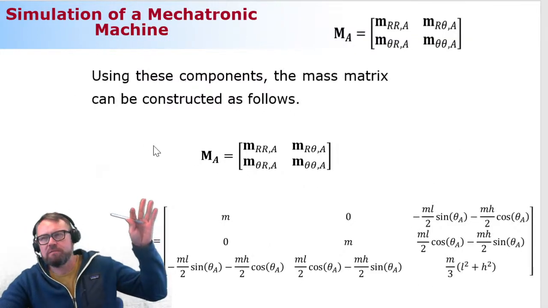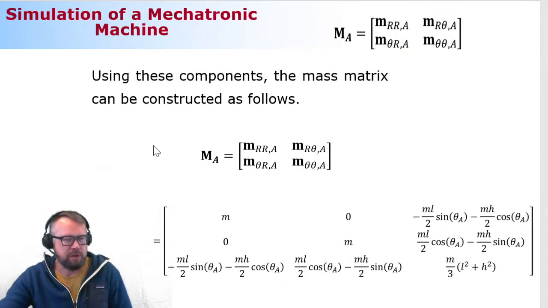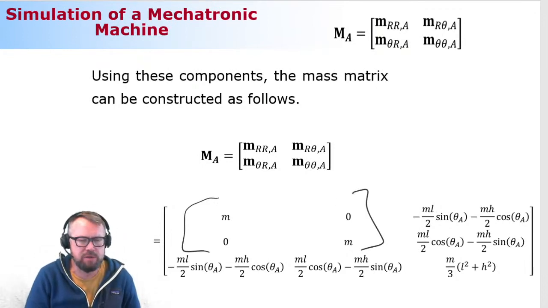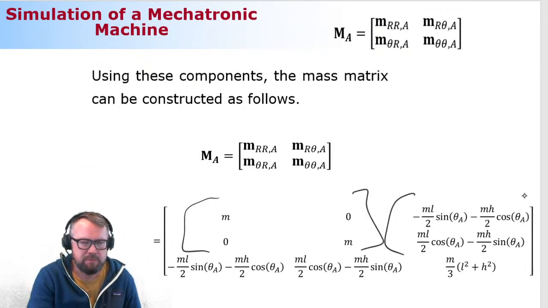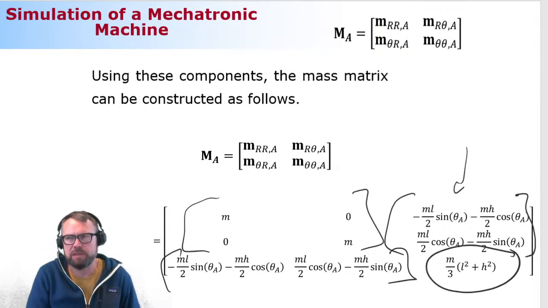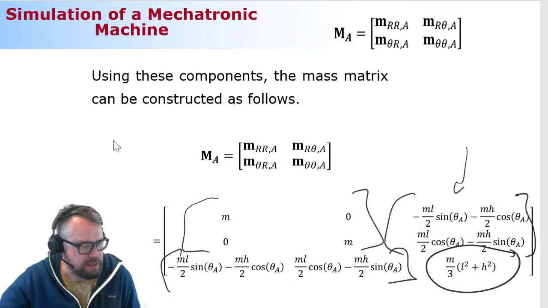Okay, now I'll just summarize everything. So I'm going to put together this computation. I'm going to take this 2x2 submatrix and substitute it here. Then this matrix that relates translation and rotation, with transpose here and without transpose here. And this is my scalar component, which is the mass moment of inertia. That's it.